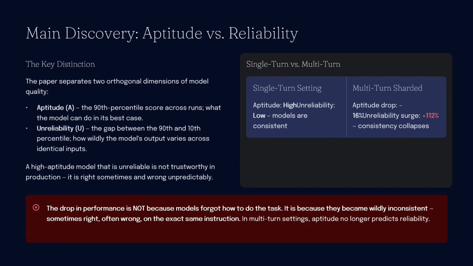Aptitude only drops 16%. Models mostly still know how to do tasks in their best runs, but unreliability more than doubles, plus 112%. The performance collapse is not because models forgot how to solve problems. It's because they became wildly inconsistent. The same instructions might succeed once and fail 5 times. And no model, no matter how capable, is immune to this.